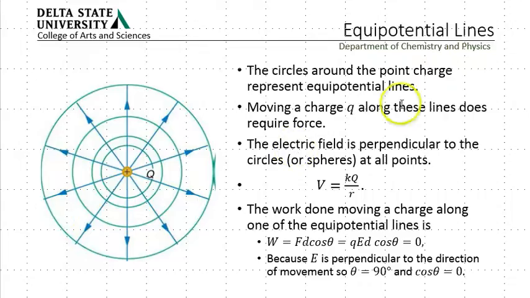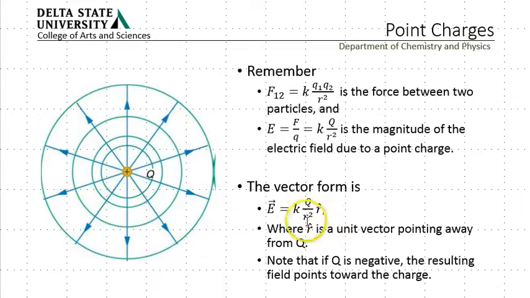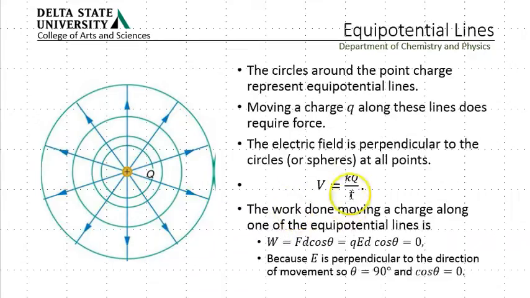So these are what we just call equipotential lines, all right? And the electric field is perpendicular to these circles, or this is actually a sphere, right? If you think in 3 dimensions, this is a sphere. And the potential is just given by the voltage, the potential is KQ over R. So electric potential goes down as 1 over R, right? The electric field goes down as 1 over R squared, electric potential 1 over R. The work done moving a charge along one of the potential lines is just 0 because the electric field is perpendicular to it all.